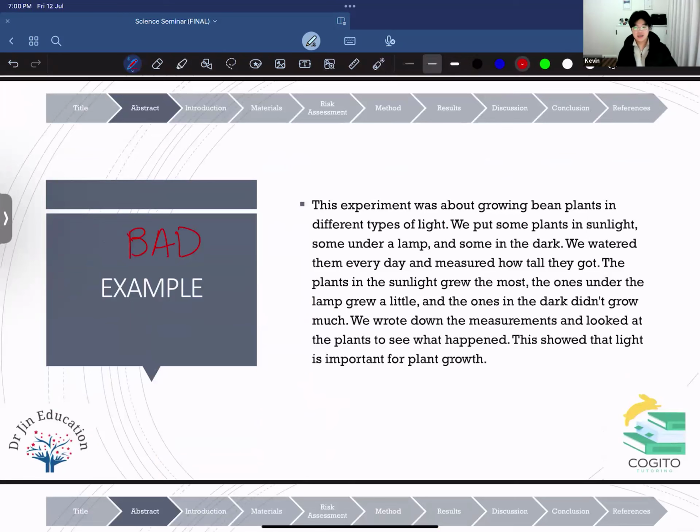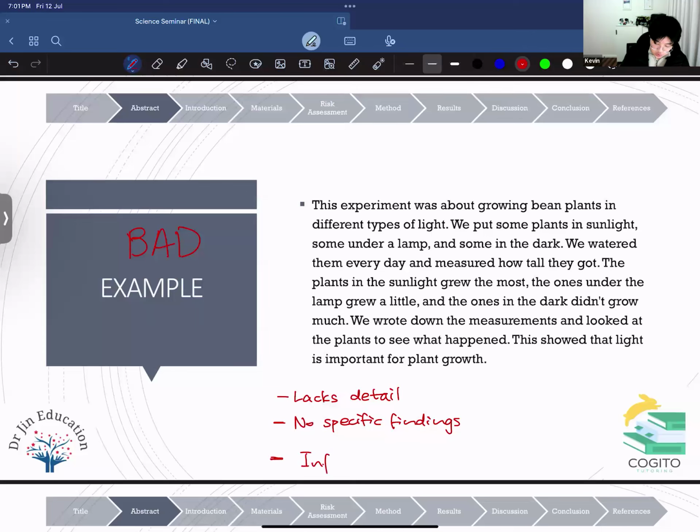So I'm going to go back up here and call this a bad example, okay? It's a bad example because why? It lacks detail, okay? There's no specific findings. It doesn't use any numbers to support it, okay? It doesn't convey the results very well, okay? And one thing I'm going to say as well, it's informal language use. Informal language that's being used.